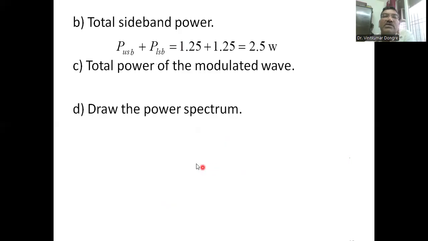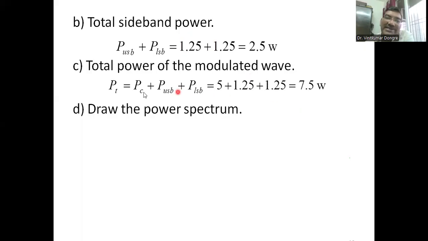Now, what is next? Total sideband power. Upper sideband power is 1.25, lower sideband power is 1.25. So 1.25 plus 1.25, that is 2.5 watt, is the total sideband power. Total power is the addition of all 3: PC we have calculated as 5 watt, upper sideband 1.25 watt, lower sideband 1.25 watt. Add all these 3 components, and it becomes 7.5 watt, the total power transmitted by the amplitude modulated wave.